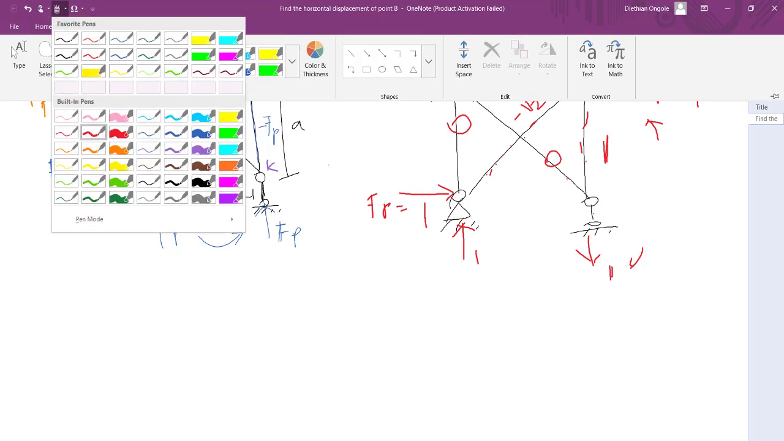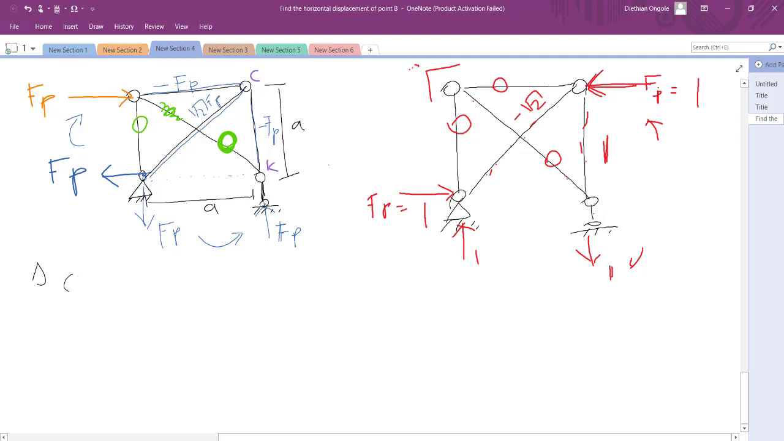our displacement as delta C equal to 1 over EA into the forces times the forces times the length. We know that this one here is a 0, so we cancel it out together with this one, and even this one here cancels out like that. So we are only left with two rods. We have this one and then this one here.